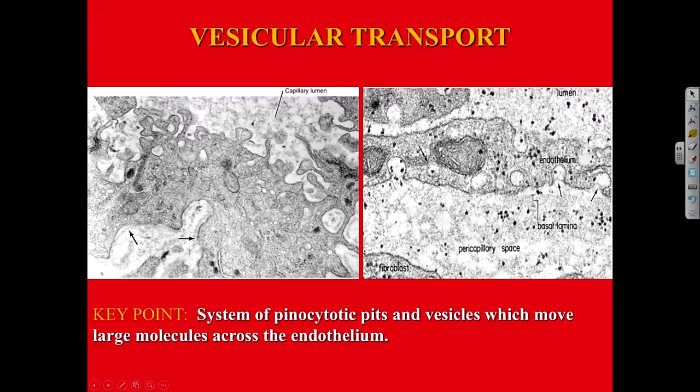So endocytosed into the vesicle, then the vesicle could move across to the other side of the endothelial cell to transport larger proteins, compounds, from one side of the endothelial cell to the other.